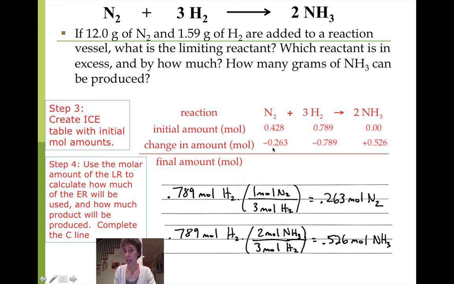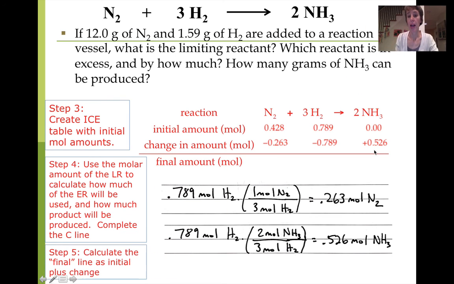I have a negative sign on the nitrogen because that amount is being used up. So the overall number of moles of nitrogen will be decreasing. The limiting reactant, the hydrogen, all of it will be used up. That's the definition of a limiting reactant. And then the ammonia has a plus sign because this is actually being produced. Then step 5 is to calculate the final line. And here we're just adding together the first 2 lines. So 0.428 minus 0.263 gives us an excess of 0.165 moles of nitrogen. The limiting reactant should go to 0, and then the 0.526 is how many moles of the product I have.